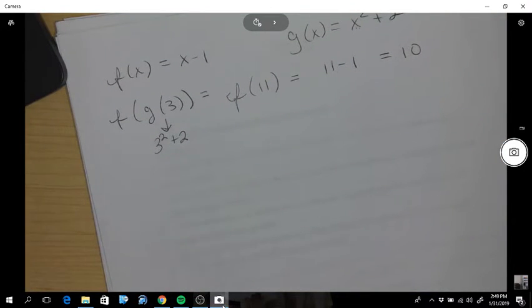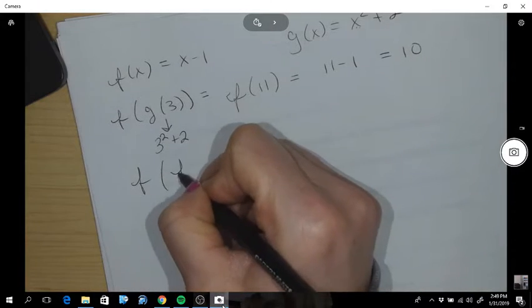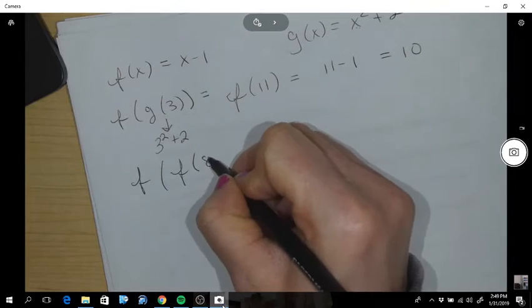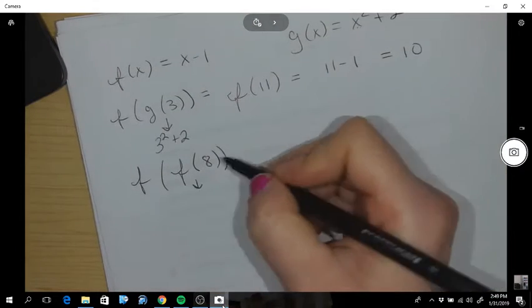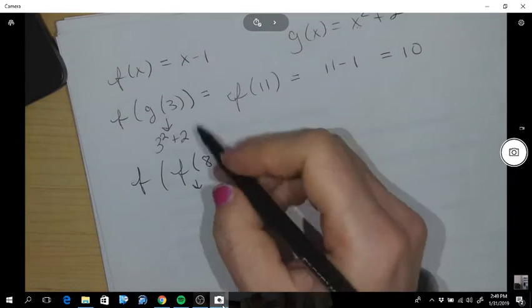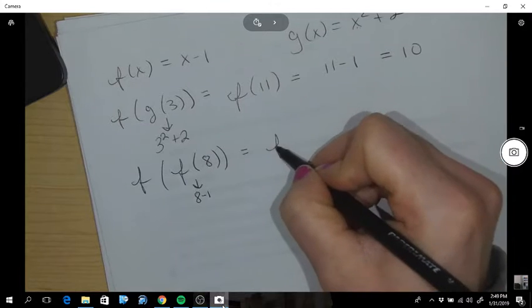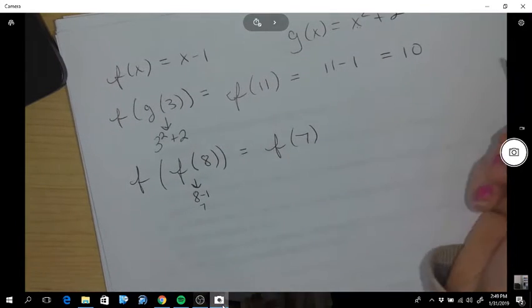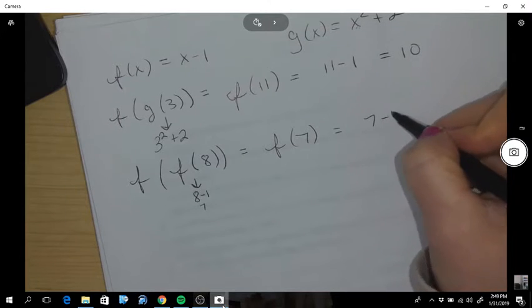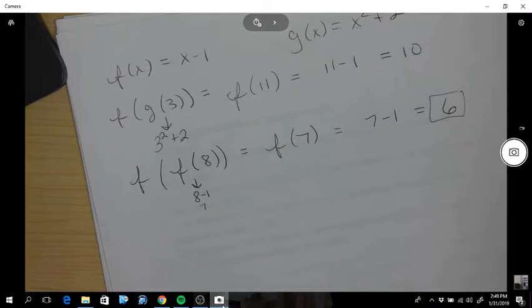Okay. What if I ask you what is f of f of 8? Okay, well first you evaluate f of 8. So that's 8 minus 1. So now you calculate f of 7. And so that would be 7 minus 1, or comes out to 6.